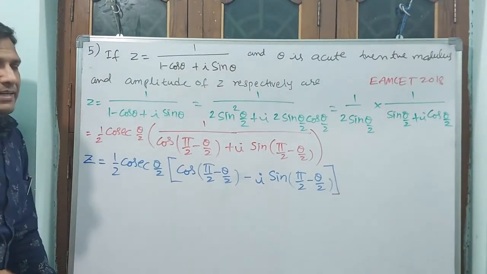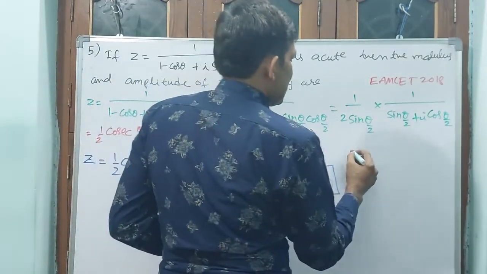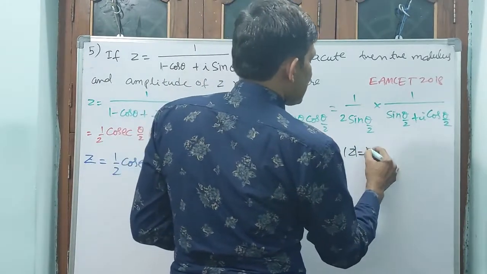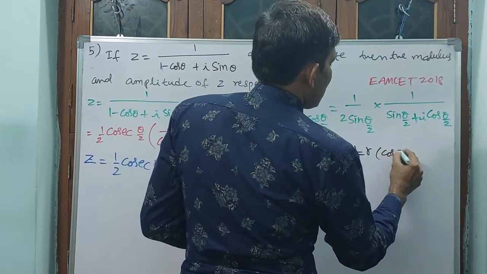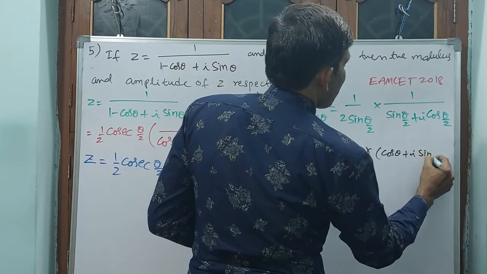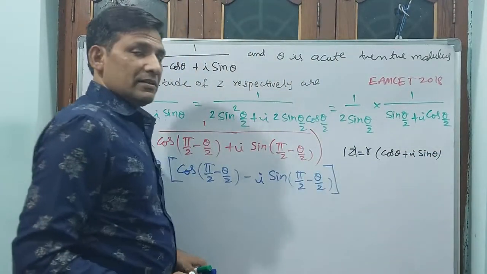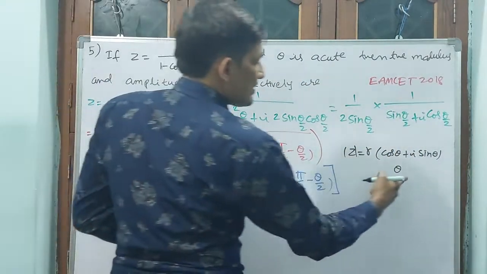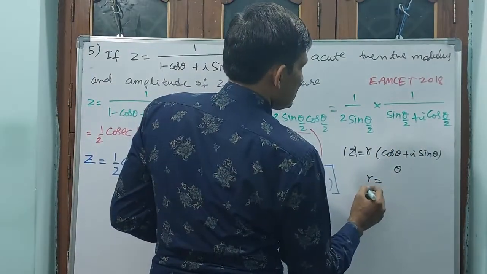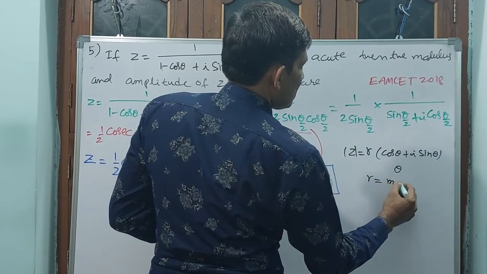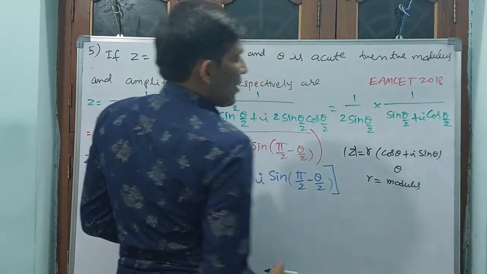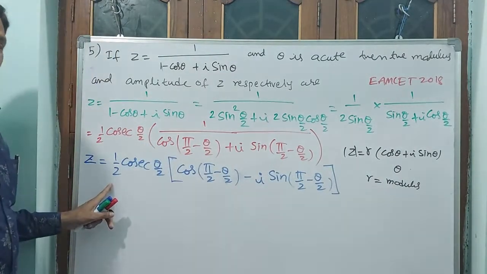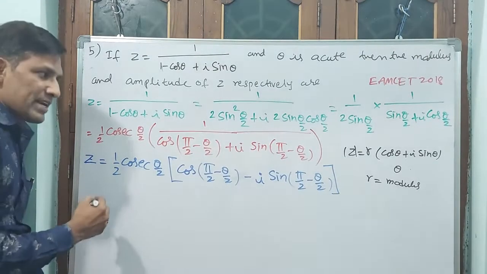Wait. Or else, we know one formula. What is that formula? If modulus of z is equal to r, and z is r into cos theta plus I sin theta form, then this theta is amplitude. Why? Because they are asking amplitude. Theta is amplitude and r is modulus. What is r here? 1 by 2 cosecant theta by 2 is modulus. Okay, I am writing modulus.